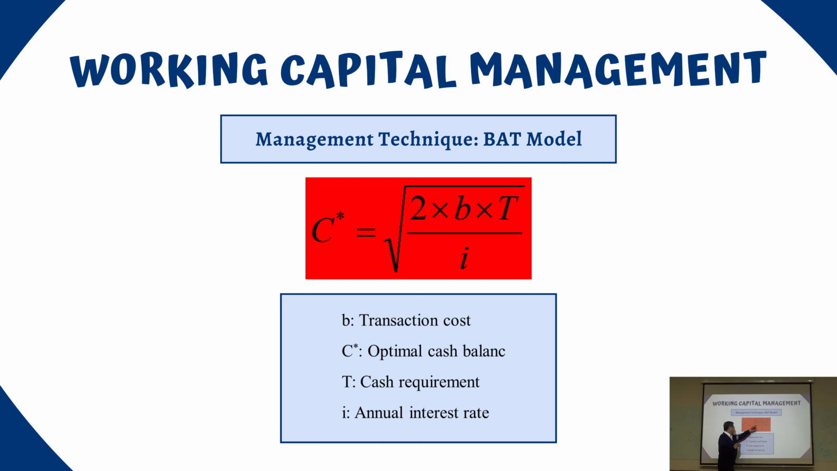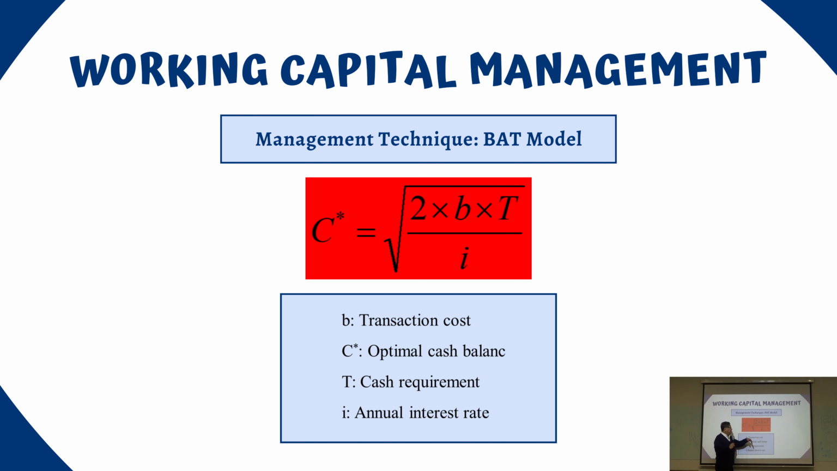I call this B, the transaction cost. I call this C, the optimal cash balance. And T is the cash requirement for the whole year. And this is the interest rate. Interest rate is the holding cost.